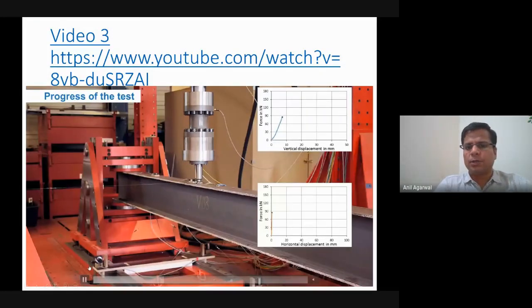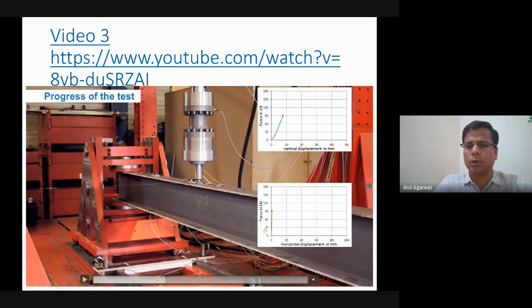So in this particular beam, you can see that this load is being applied to push it downward. There are two plots here. The first plot is showing force versus vertical displacement. So as more and more force is applied, vertical displacement is increasing. For example, at this instant, 90 kilonewton load is applied, and the vertical displacement is approximately 7 to 8 millimeter.